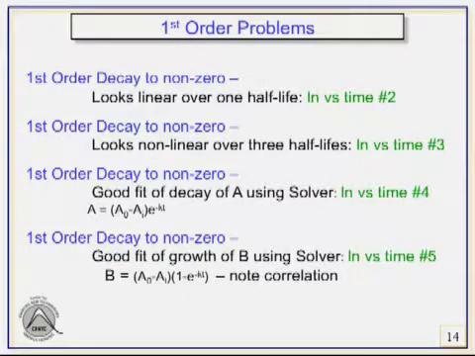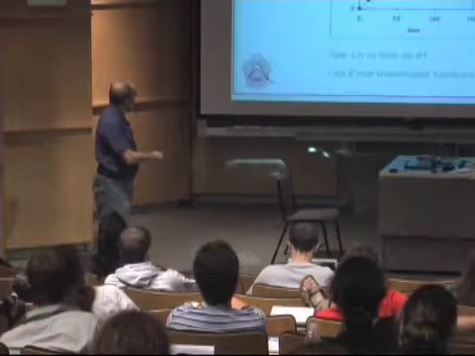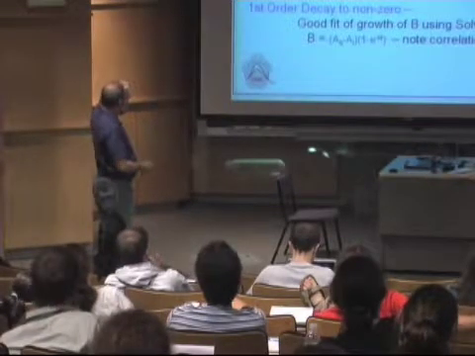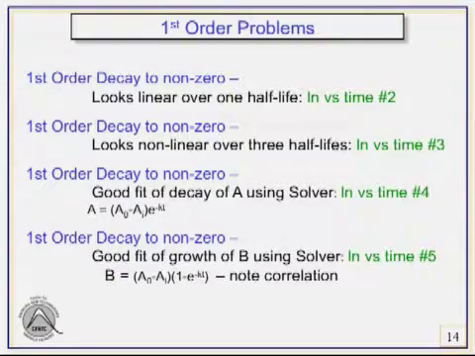Well, we made it to first order so far. How are we doing? Let's go ahead, we just talked about all these. First order decay to non-zero. That was this example. It looks linear over 1 half-life, but when you go to 3 half-lives, there's trouble. You can fit this with the solver, and you can get the statistics using solver statistics. You can also fit the growth, but there's this correlation that shows up.